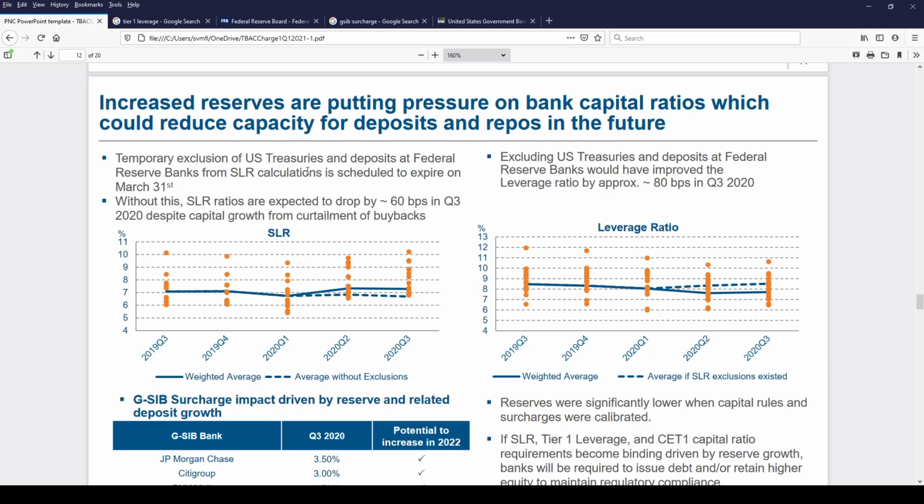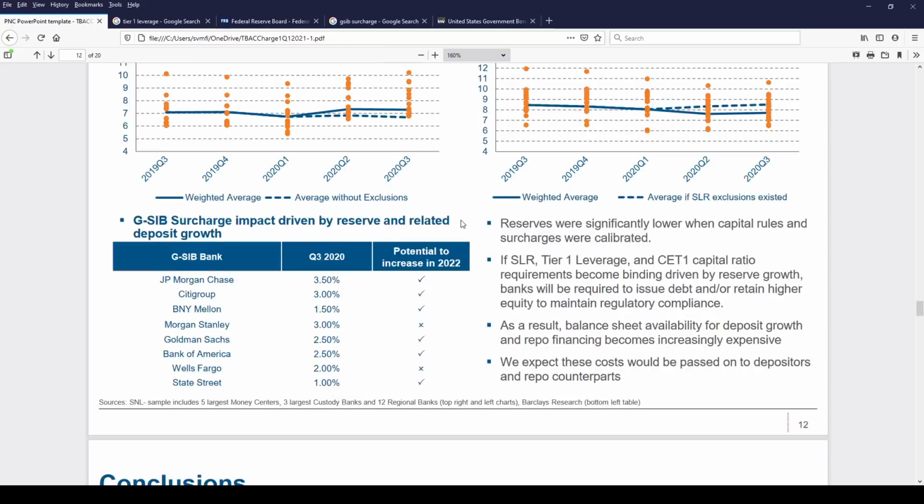Temporary exclusion of U.S. Treasuries and deposits at Federal Reserve banks from the SLR calculations is scheduled to expire on March 31st. Without this, SLR ratios are expected to drop by 60 basis points or 0.6% in the third quarter 2020, despite capital growth from curtailment and buybacks.